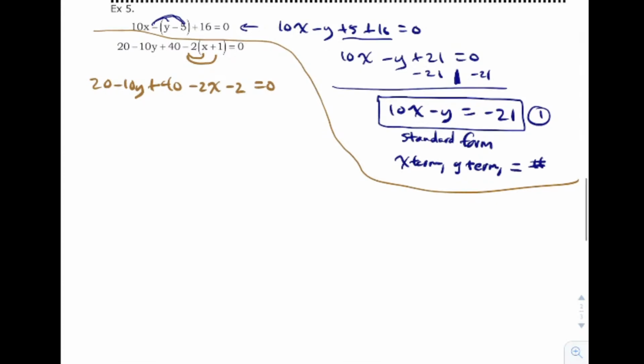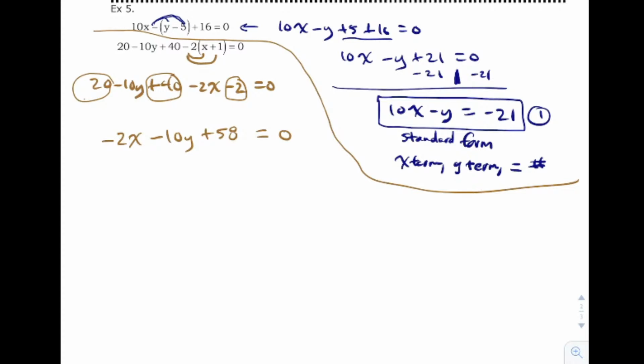So looking at standard form again, looks like we'd like to put the x term first. So I'm just going to combine my x terms, and there's only one of them. So I've got the negative 2x first. Then I'll look for y terms, and there's only one of them. So negative 10y second. And then I'll combine all my constant terms together. So the constant terms are the numbers. So I have a plus 20 plus 40 makes a 60, and then minus 2 makes a positive 58. That's combining terms on the left side. The right side is still 0.